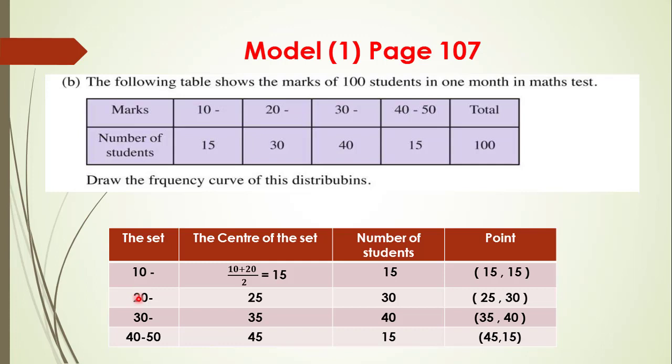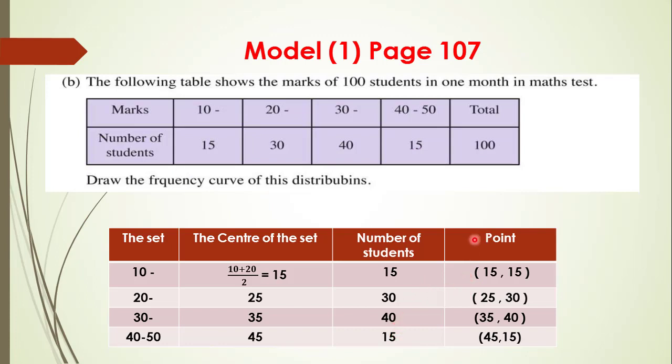By the same way, the center of the second set is 25. 30 to 40, so the middle point is 35. 40 to 50, the point in between is 45. The number of students, the same as frequency, 15, 30, 40, 15. I write them as they are, 15, 30, 40, and 15.